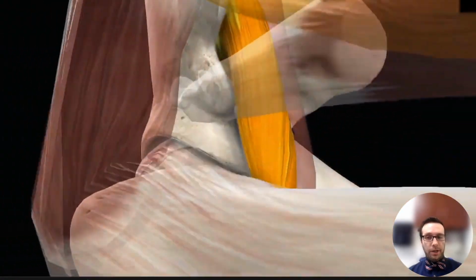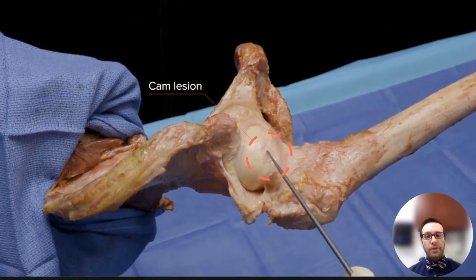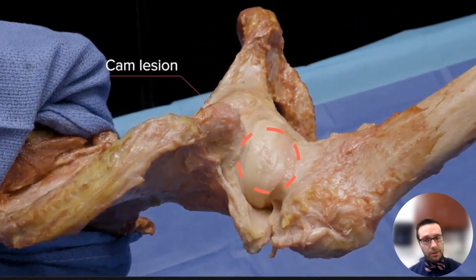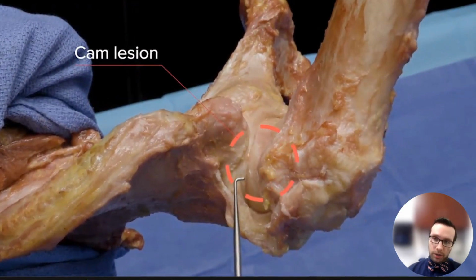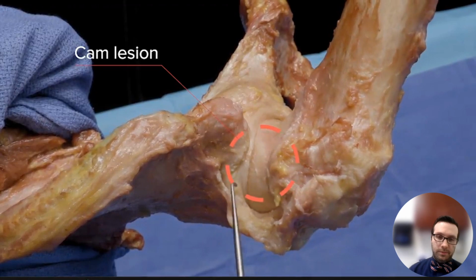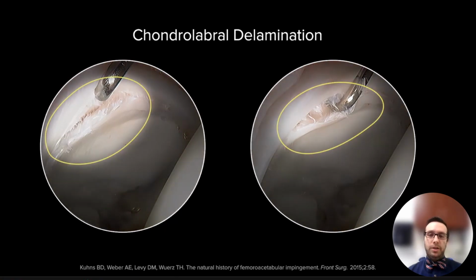In flexion and internal rotation, the cam lesion causes shearing and compressive stress on the labrum, which can lead to tears. As the tear progresses, this can lead to delamination of the cartilage. Think of it as a cheese grinder effect. The more it comes into contact with the rim, the more stress and more damage it can cause to the labrum, and it can extend into the cartilage.